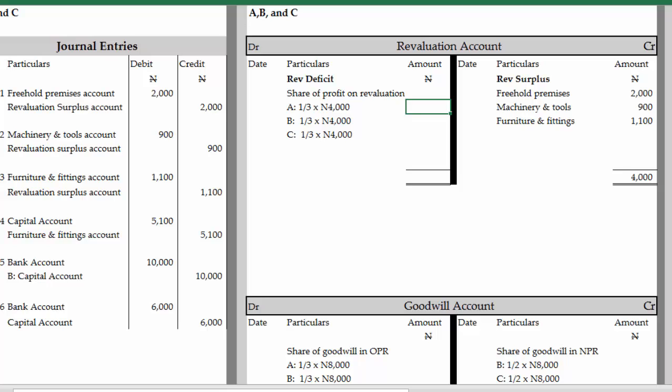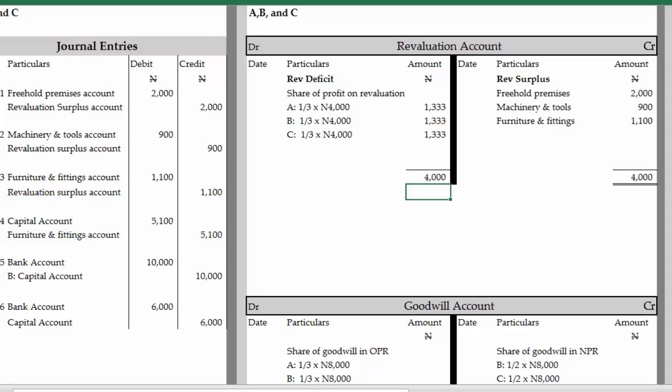So let's have share of profit on revaluation. Okay, A will have 1/3 multiplied by 4,000, which is the profit on revaluation, and that gives 1,333. B we have 1/3 multiplied by 4,000, and that will be 1,333. And C will have 1/3 multiplied by 4,000, and that gives 1,333. So the two sides are equal, 4,000 on the debit, 4,000 on the credit.